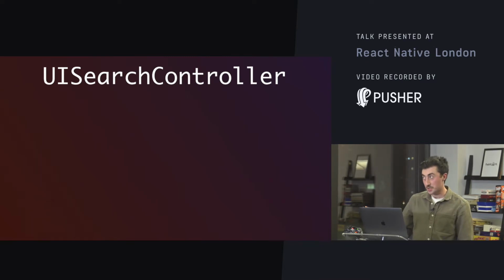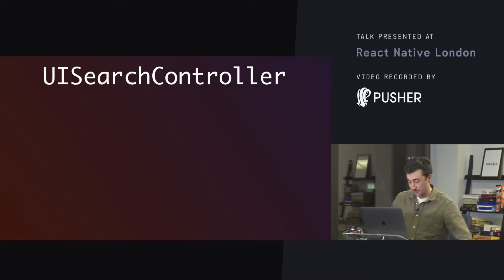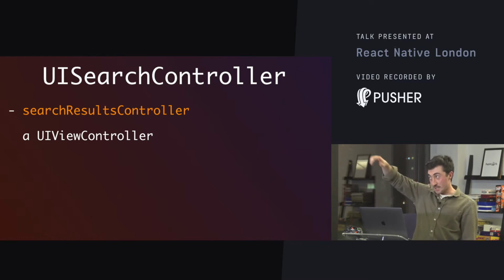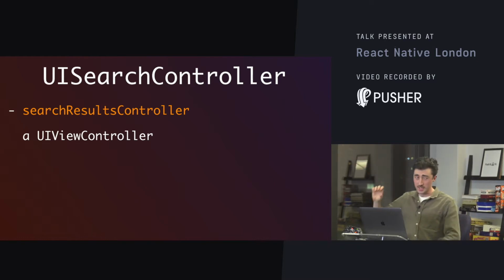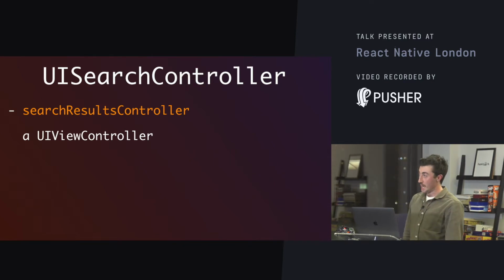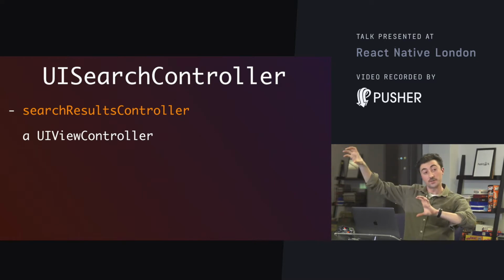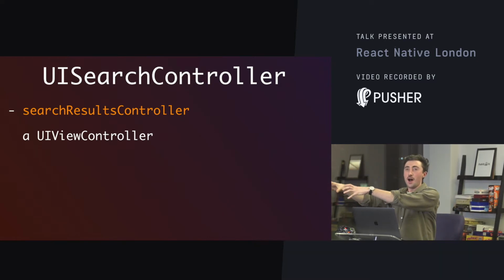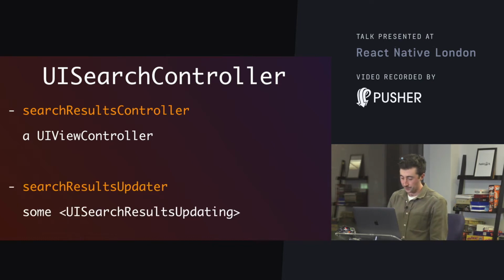So what does a UISearchController need? It needs a search results controller, which is just another UIViewController. We get lots of UIViewControllers. And so this is where it's going to display its search results. So this is where we're going to put our React search results. We're going to kind of stuff them in here.